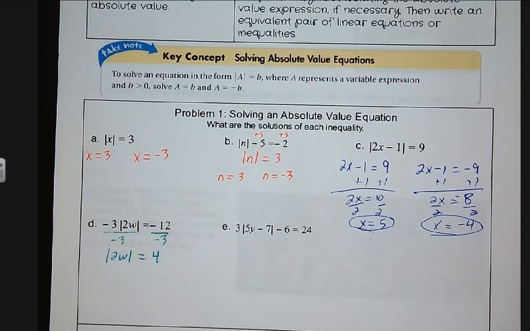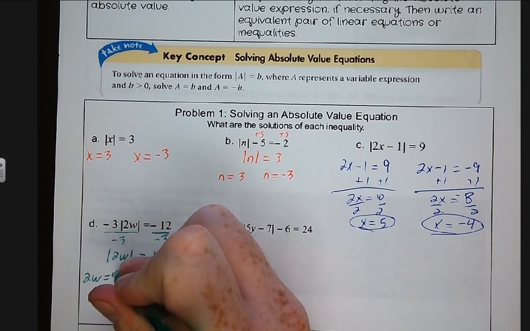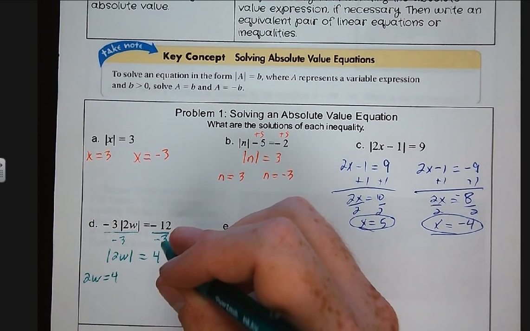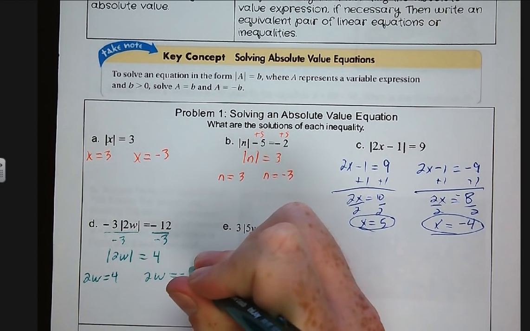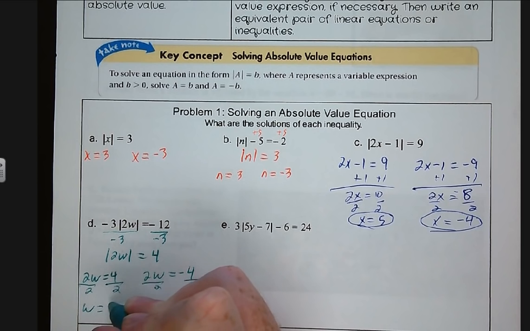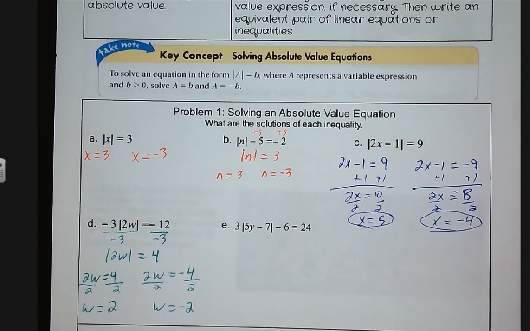So we're going to split that into our 2 pieces. 2w equals 4. We just rewrite what we have without the absolute value bars. Second one, 2w equals negative 4. We take the opposite of what it's equal to. Divide everything by 2. And w is equal to a positive 2 or a negative 2.